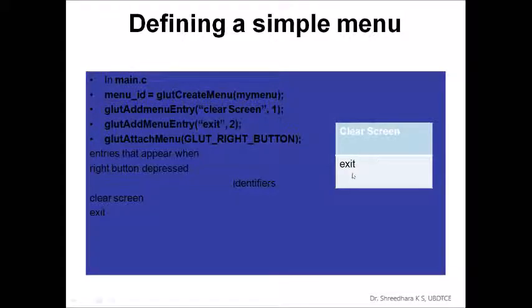To create this main menu, you call the add menu entry function like this. Whenever attach menu is called and the right button is clicked, the activities of this menu will be invoked. So this is how you can create menus in your program.